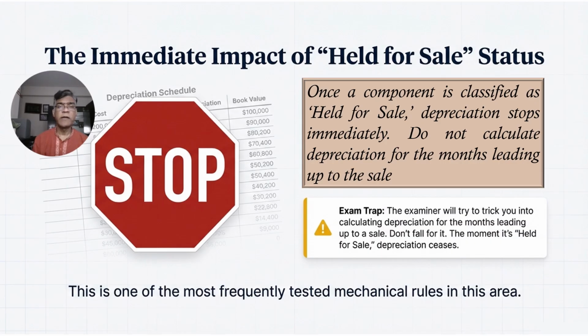Once a component is classified as held for sale, an important accounting change occurs. Depreciation stops immediately. Why? Because the asset is no longer being used to generate revenue through operations. Instead, the company expects to recover its value through sale rather than use. Therefore, we stop recording depreciation from that point forward. Do not calculate depreciation for the months leading up to the sale. The examiner will try to trick you into calculating depreciation for the months leading up to a sale. Don't fall for it. This is one of the most frequently tested mechanical rules in this area.